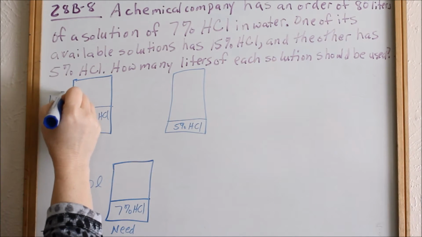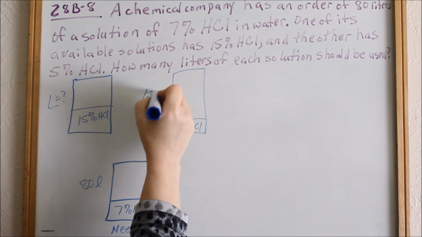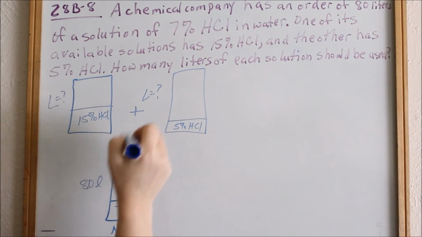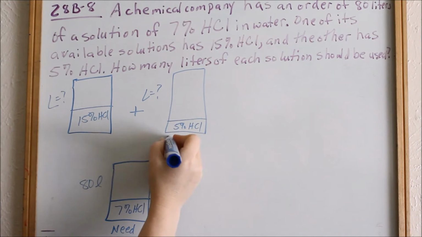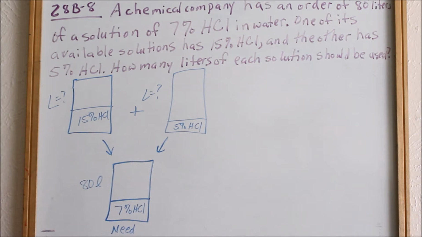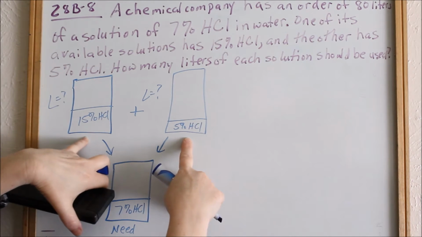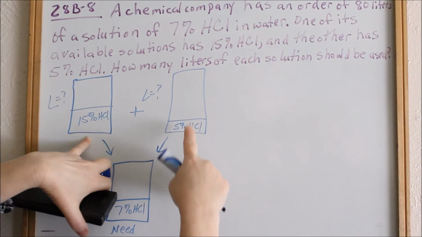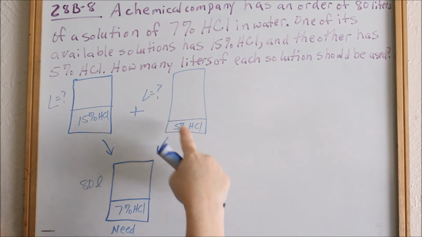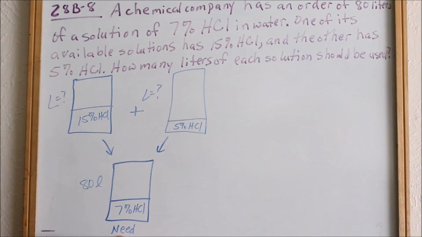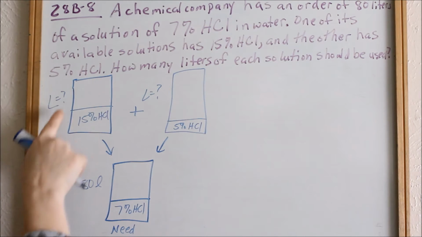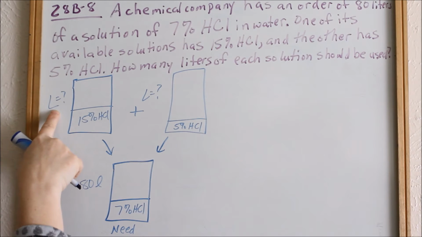We need to know how many liters of each one of these. How many liters of this do they need? How many liters of this do they need? Because they're going to add these two solutions together to make that solution. This is what they have on their shelves. So we need to know how much of this do they need to add to how much of this to be able to make this, so that they can send it out. Okay? So we don't know how many liters. That's what we're going to calculate.